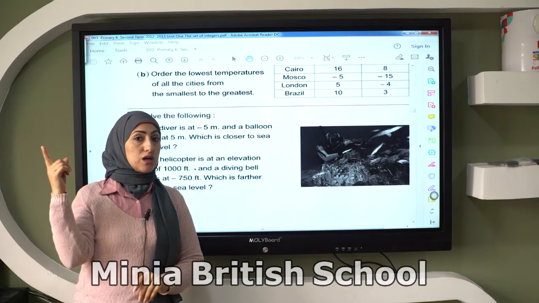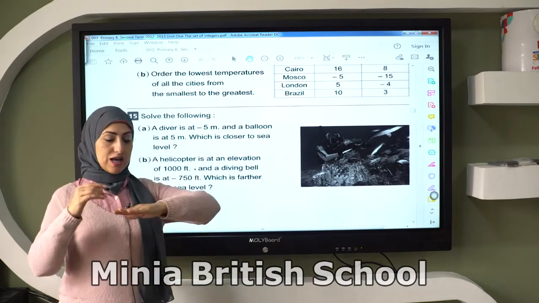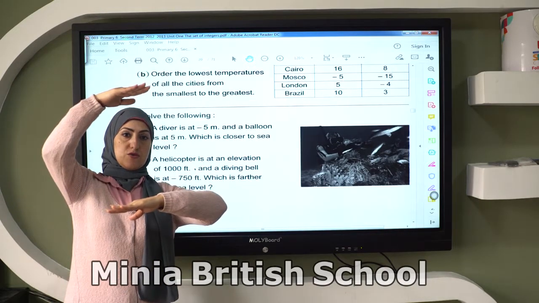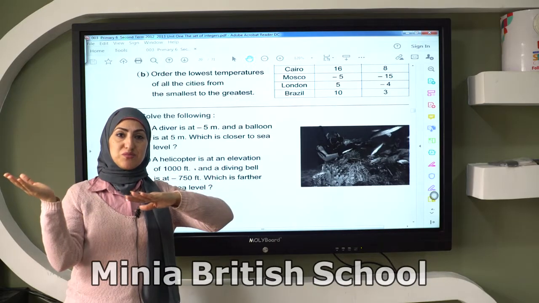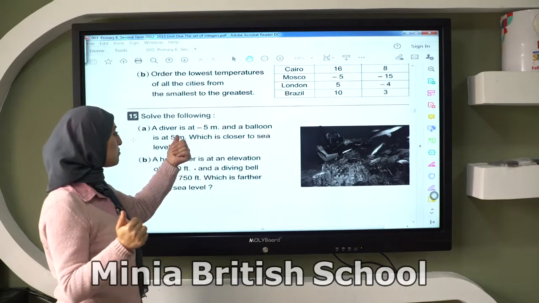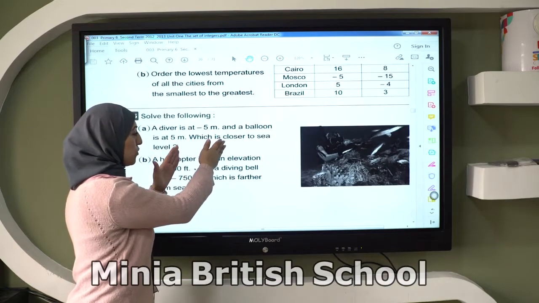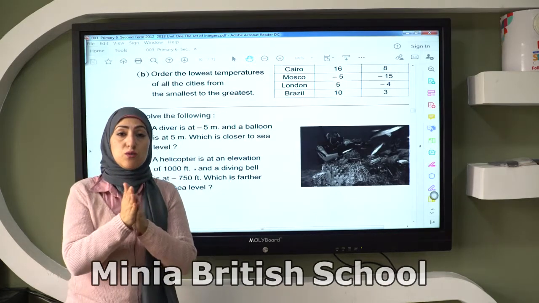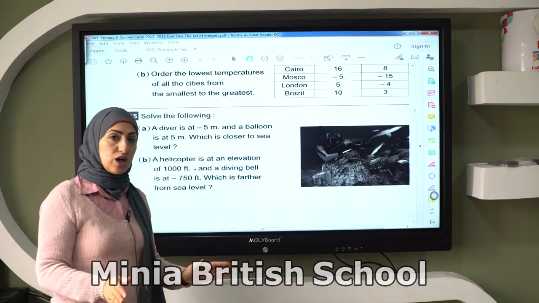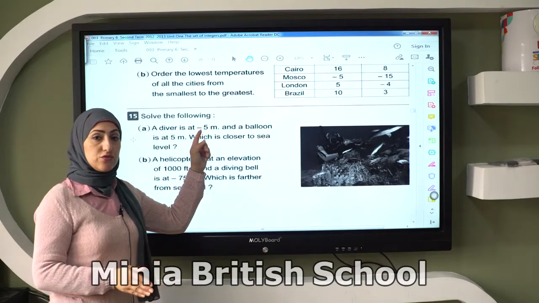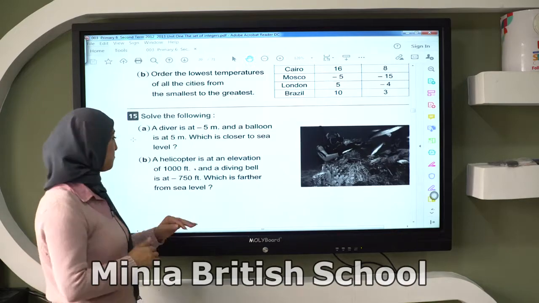Think about it. This is -5 and this is 5, and the sea level is here. Which is closer? It's the same distance. Because I want to calculate the distance, and the distance should be positive all the time. So the absolute value of -5 will be 5, and here 5, so they will be the same.